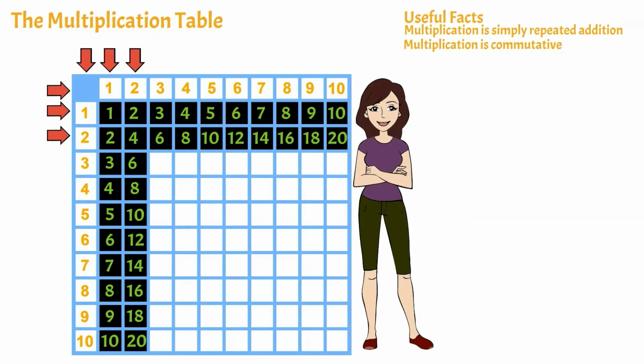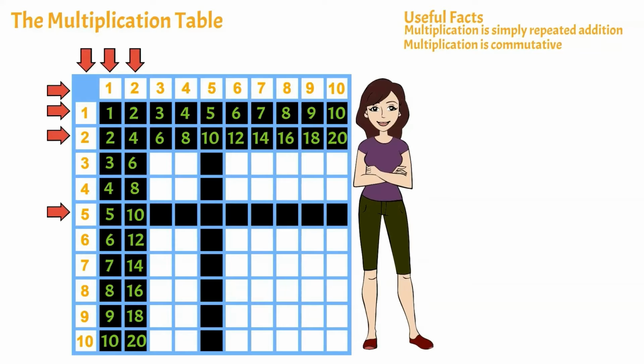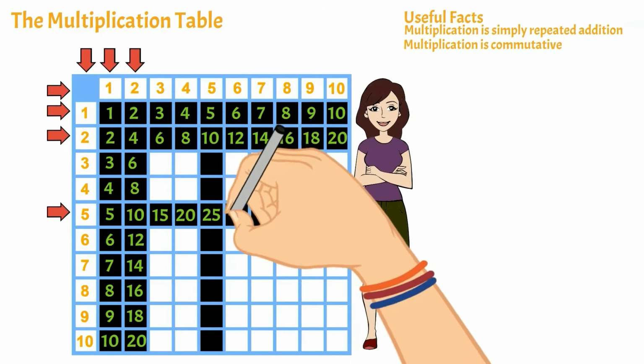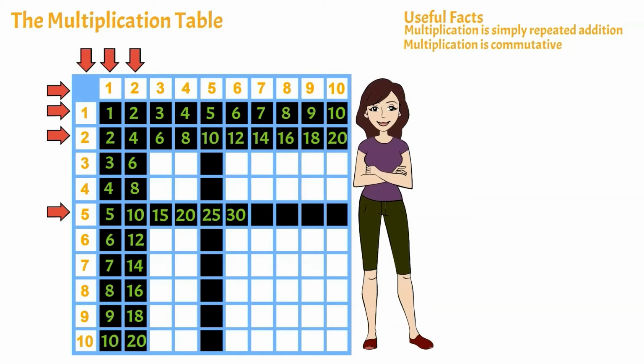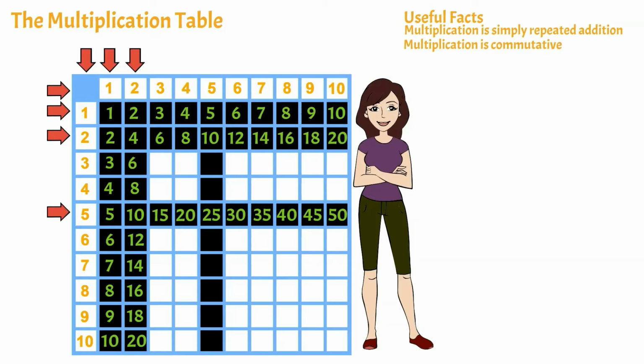The next easy one is multiplication by 5. Let us try it. We already have answers for some. Let us start with 5 times 3. 5 times 3 equals 15. 5 times 4 equals 20. 5 times 5 equals 25. 5 times 6 equals 30. 5 times 7 equals 35. 5 times 8 equals 40. 5 times 9 equals 45. 5 times 10 equals 50.